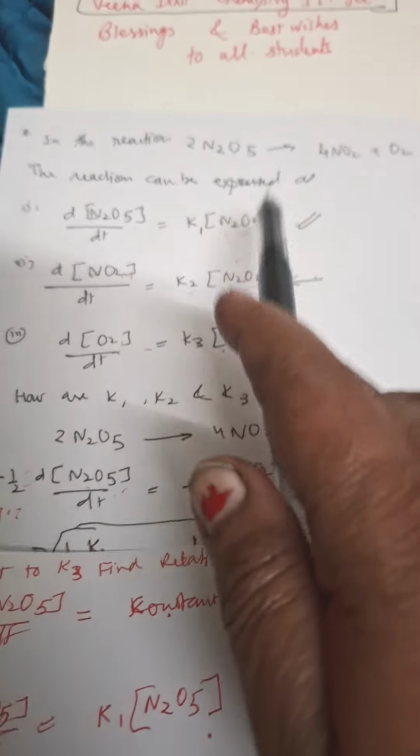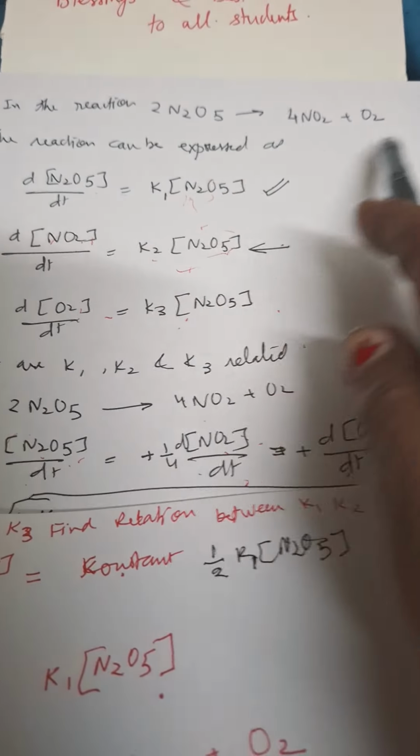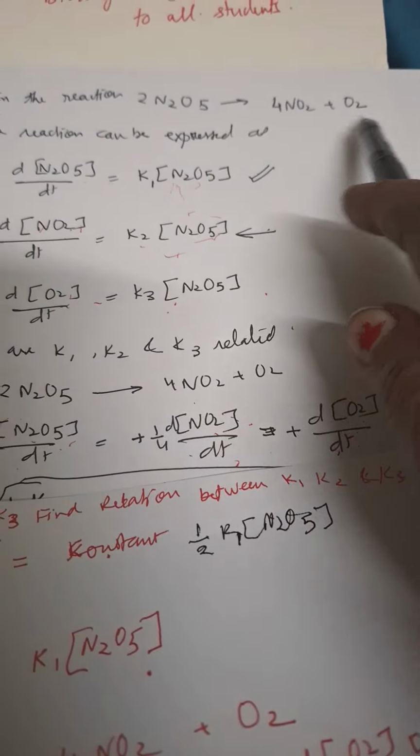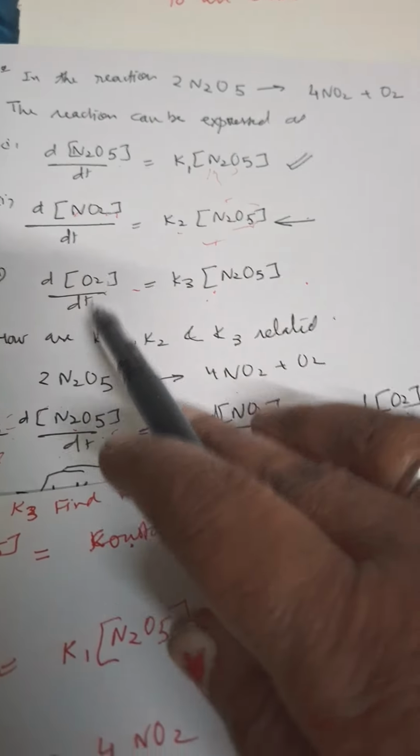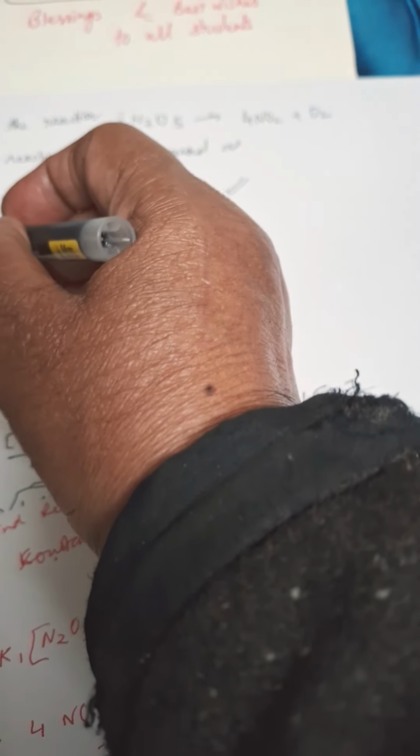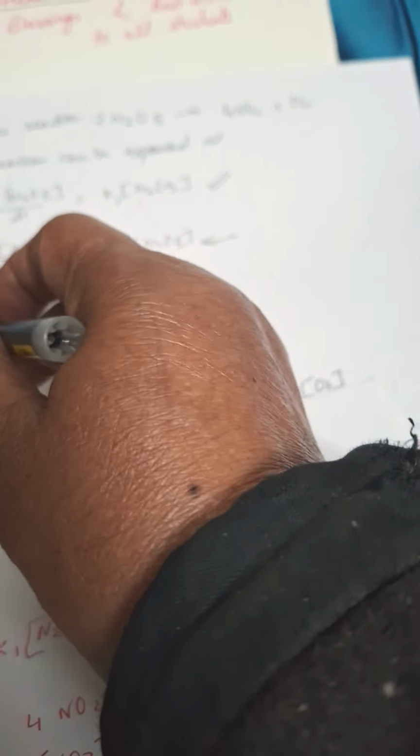Write down this equation. Decomposition of N2O5 gives NO2 plus O2. This is the balanced chemical equation. And options are given. These are the three ways we can represent the rate. Here I have not shown the minus and plus signs. You write down the plus or minus sign.